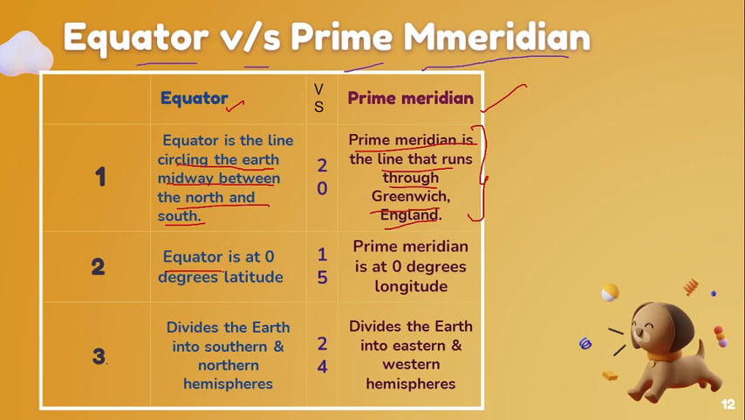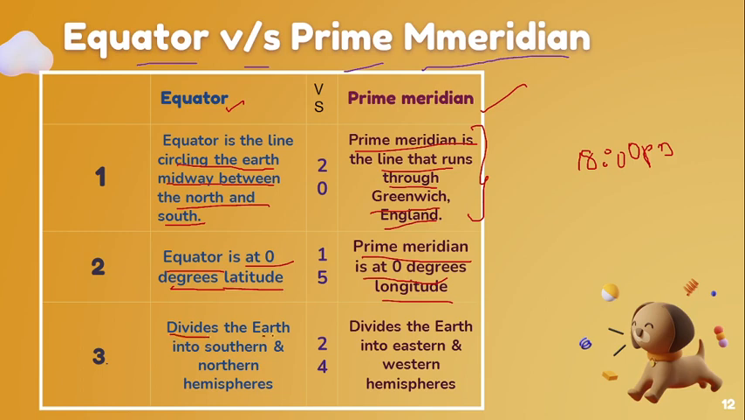And our equator is at 0 degrees. Now we have our prime meridian, which is also 0 degrees, but it's a longitude. The equator is at 0 degrees latitude, but the prime meridian is at 0 degrees longitude, right?